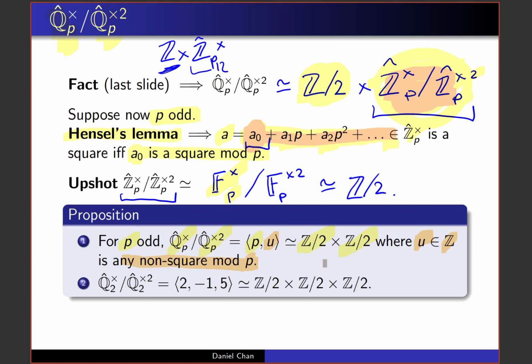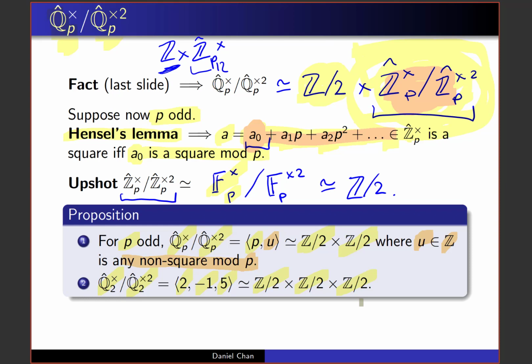Now the situation for P equals 2 is a little bit more subtle. Okay, so let me just tell you the answer. Q hat cross 2 modulo squares. So again, the prime 2 is in there. But when you compute this part here, you'll find that it's a little bit bigger than just Z mod 2. So it's now two copies of Z mod 2. And they can be generated by -1 and 5. So note that these are both odd numbers, and they will complete the set of generators for these 3 copies of Z mod 2.